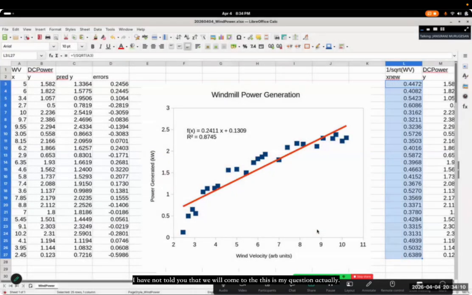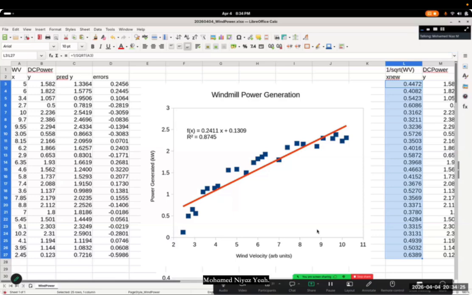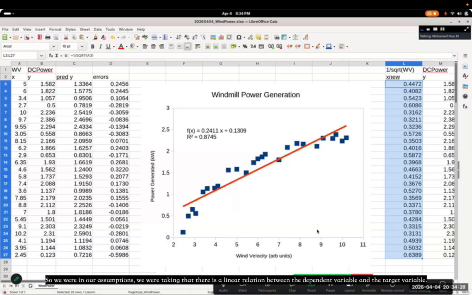Rajan, this is my question actually. Why are we using the square root? Because if I take a normal student's record, I would have used something different. That's my second question. Yes, we'll come to that in a short way. Professor, it's not binary. But what we were taking in our assumptions is that there is a linear relation between the dependent variable and the target variable.